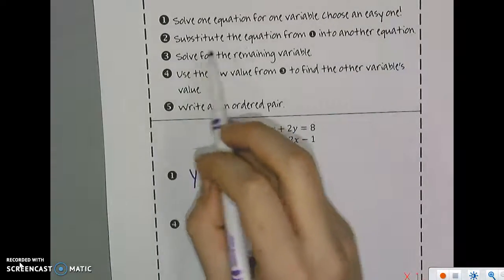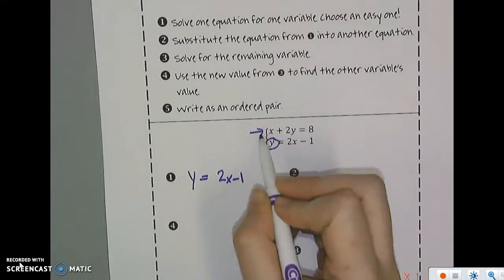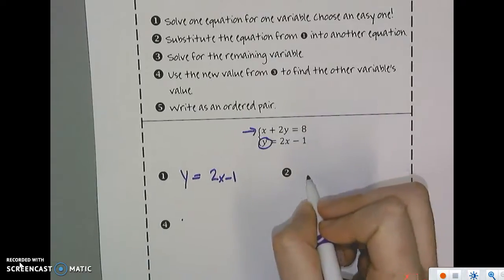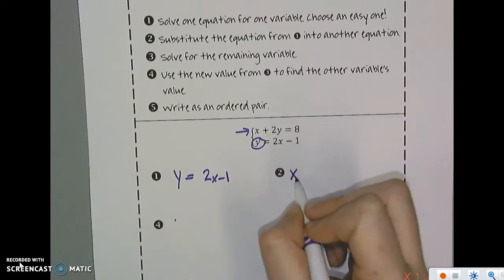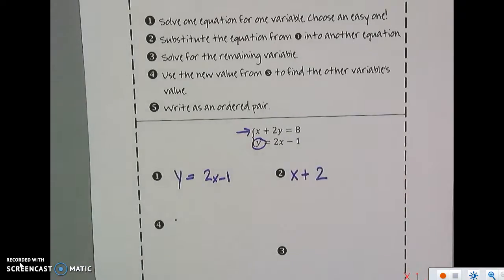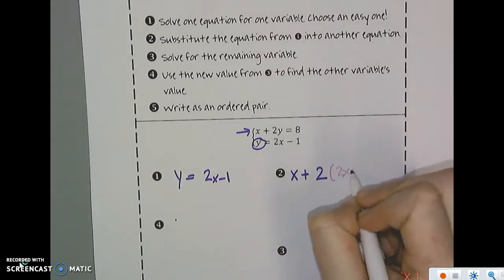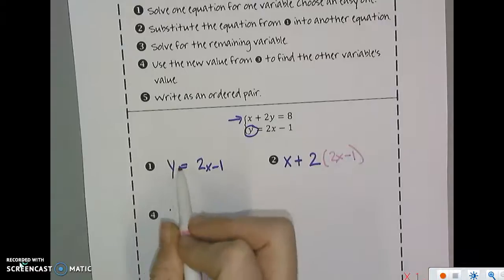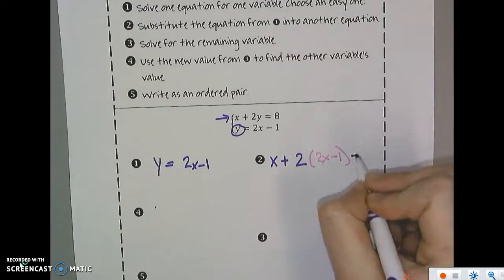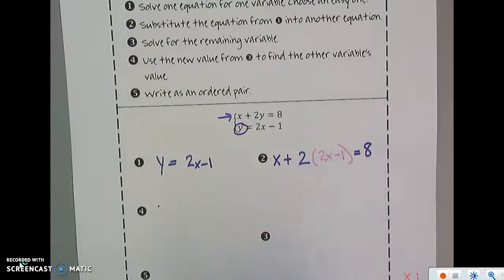Step two says substitute the equation from one into the other equation. So now this is my main one I'm going to substitute into. And remember, when I substitute in, we want to use variable parentheses. So I have X plus 2, and now I'm going to use my other equation. I'm going to plug in 2X minus 1, because remember, over here I know Y equals 2X minus 1, equals 8. Step 3 is now we're just going to solve for this.